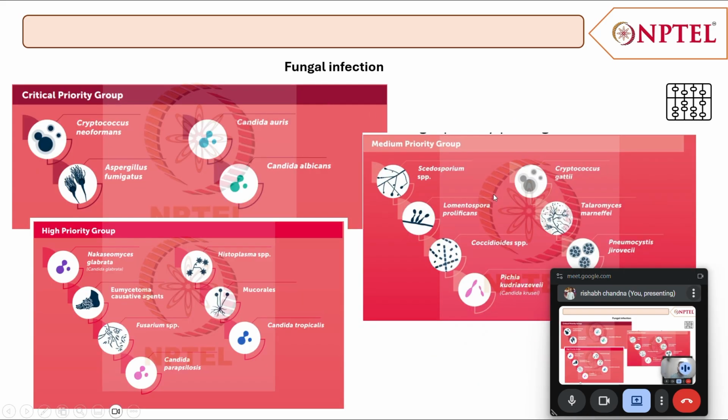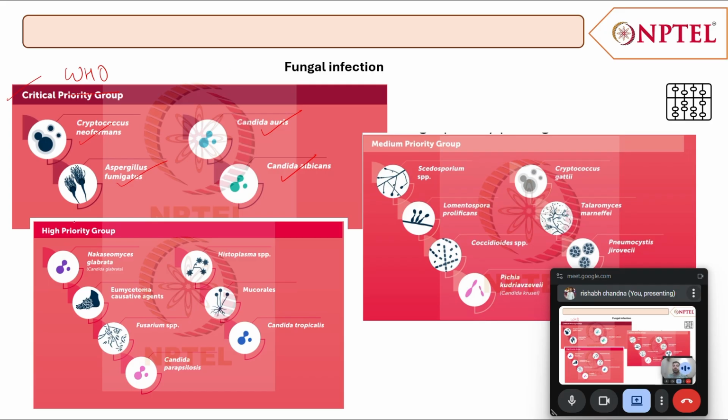So these are the most common groups that have been identified by WHO, the World Health Organization, and they divided the groups into critical priority groups that include Cryptococcus neoformans, Candida auris, Aspergillus fumigatus, and Candida albicans. So these are the groups that have been included in the critical priority group by the WHO.